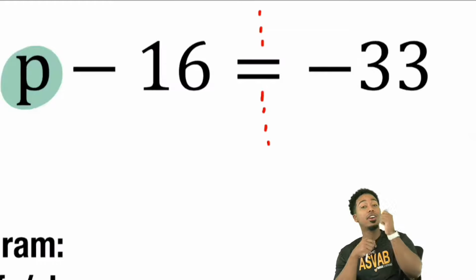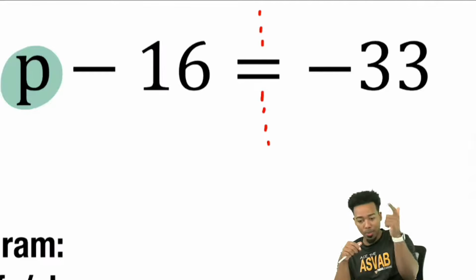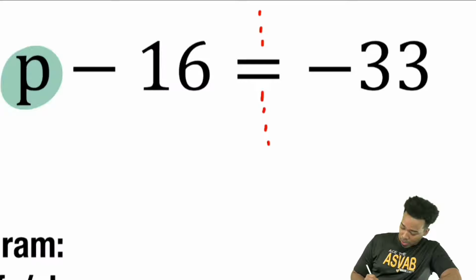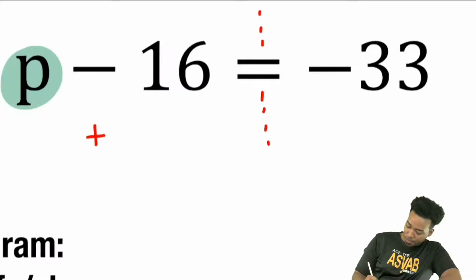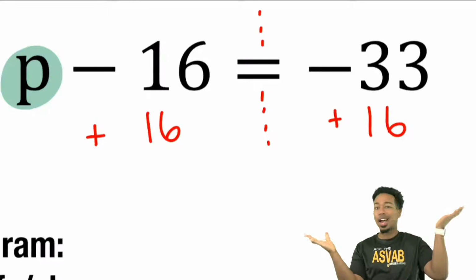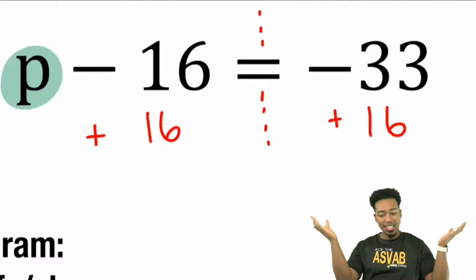Again, opposite operations to both sides. That's right. So here what we see is the opposite of minus is add. Add right there, and it's going to be 16. But we have to do it to both sides because, again, got to keep that balance. Got to keep the balance.